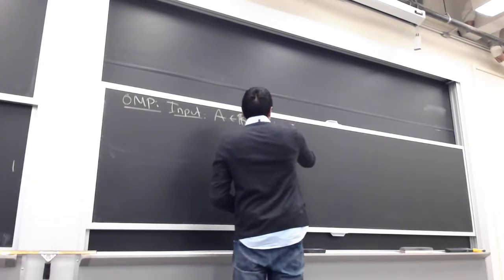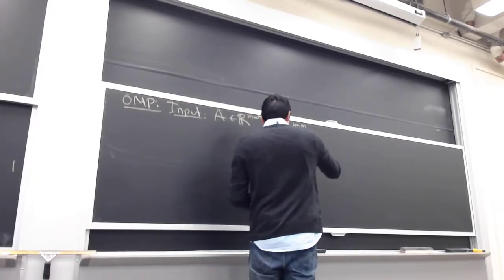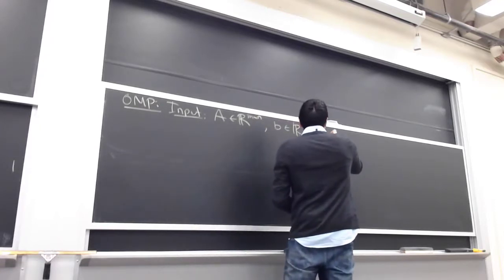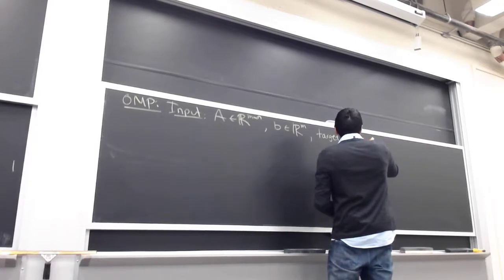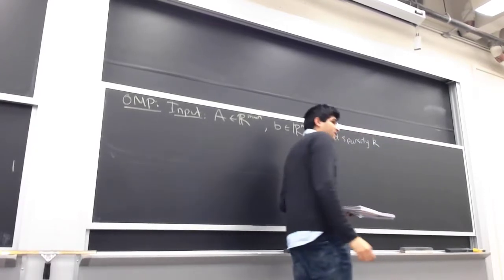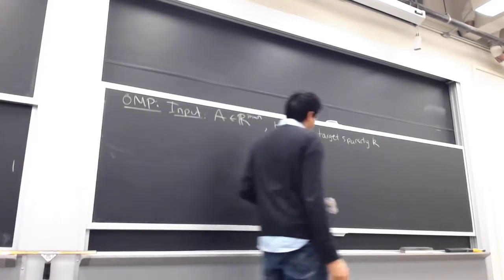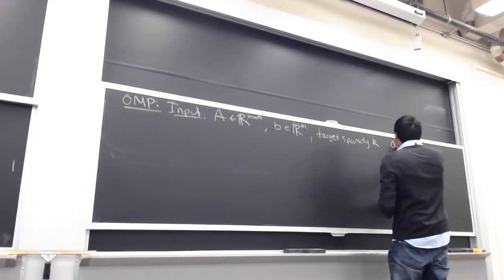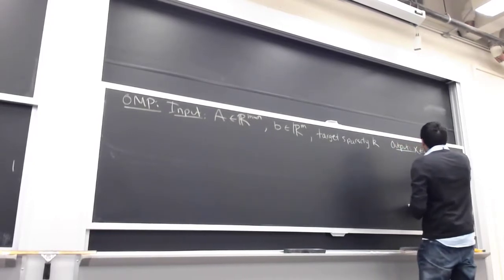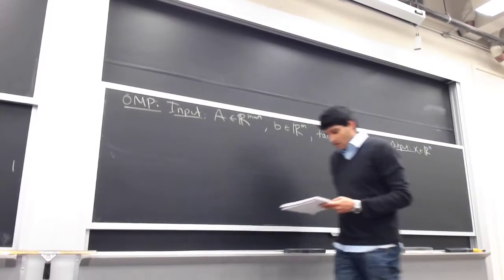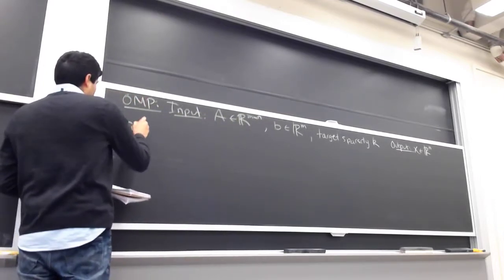You also have your constraint vector b. So this is some m-dimensional vector. And we're also going to have some target sparsity k, just some upper bound on when you should stop using this greedy selection rule. And the goal is to output some solution x in R^n.